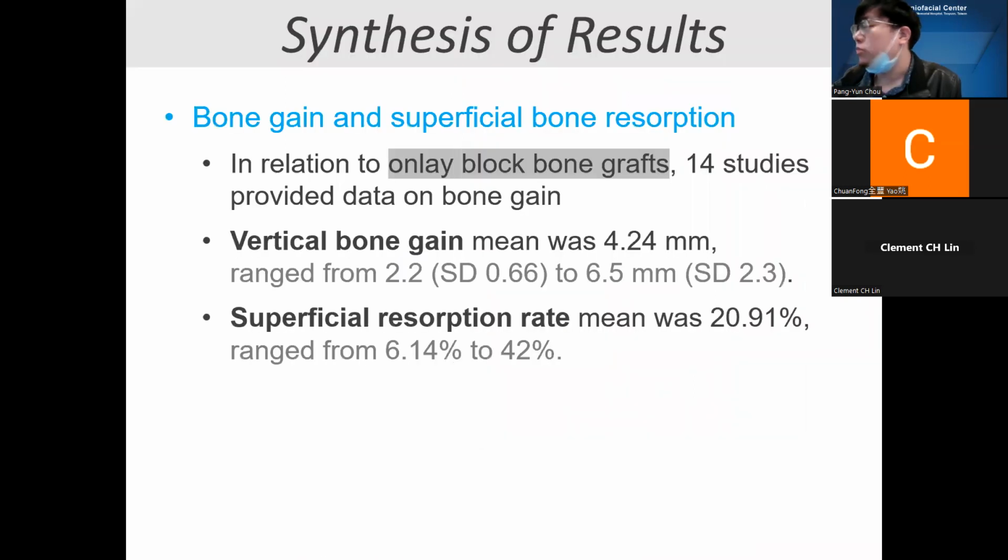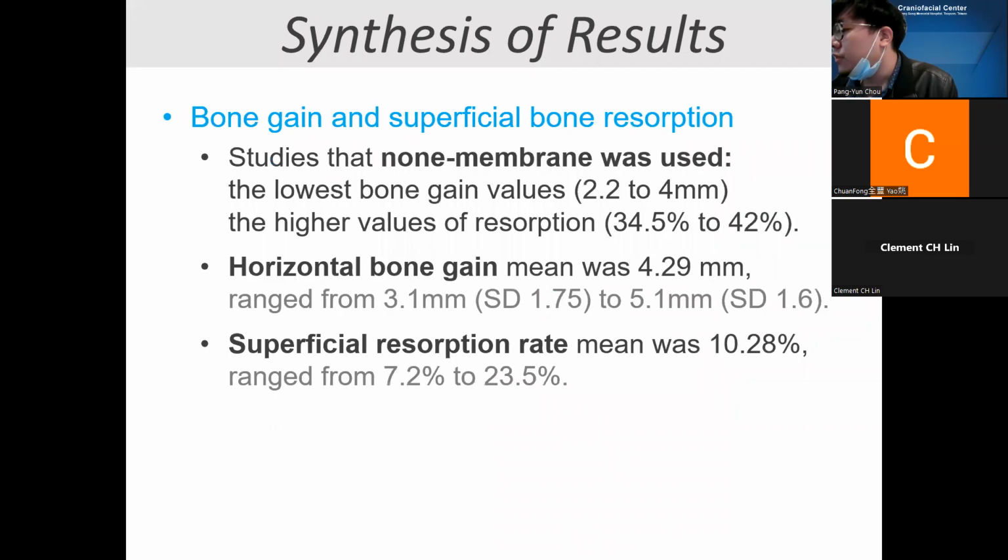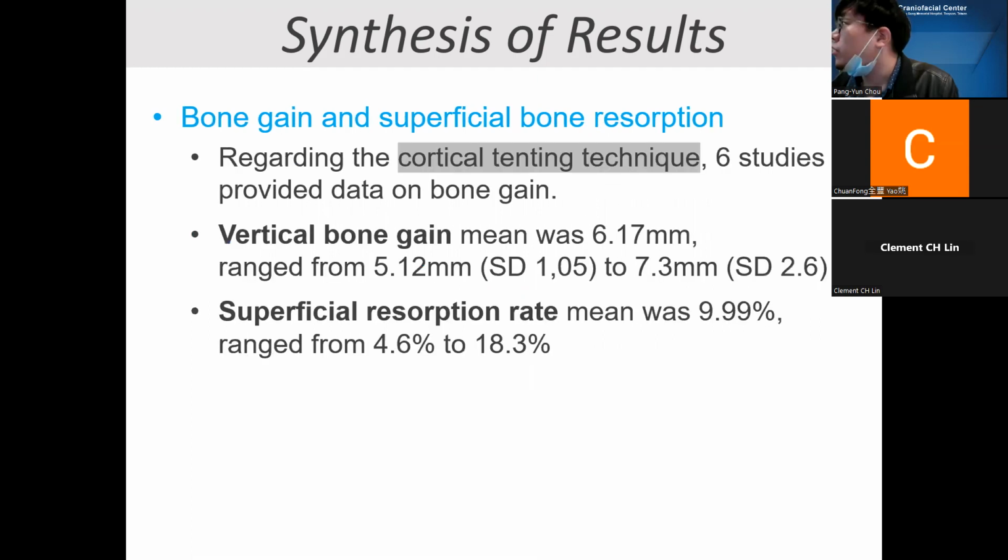For the results of the bone gain and superficial bone resorption, looking at the onlay block bone grafts, the vertical bone gain mean was 4.24 millimeter, and the mean superficial resorption rate was 20%. For studies where a non-membrane was used, the horizontal bone gain was 4.29 millimeter, and the superficial resorption rate was 10%. Looking at the cortical tenting technique, the vertical bone gain mean was 6.17 millimeter, and the superficial resorption rate was about 10%.